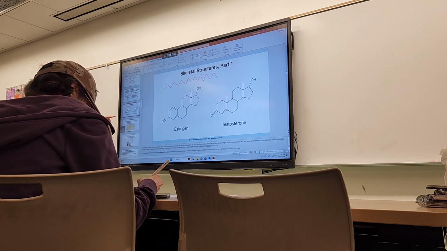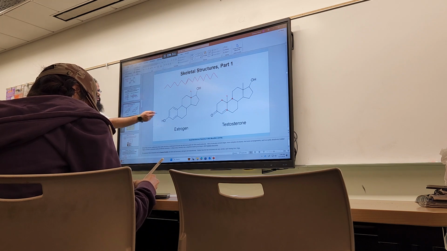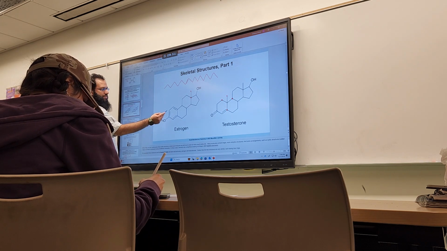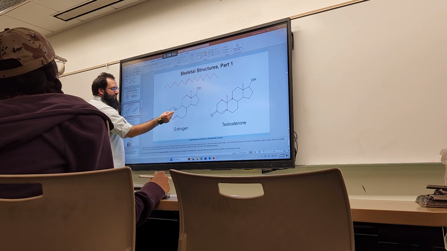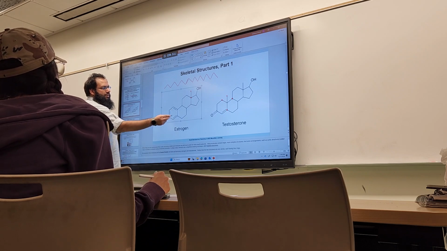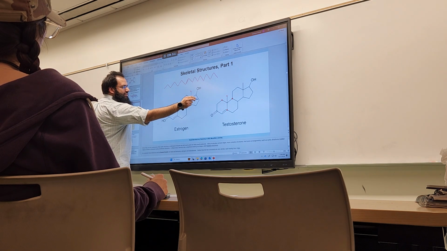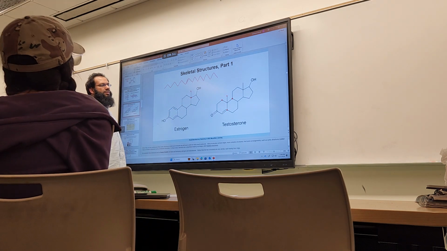Okay? Keep in mind, every single curve, every single vertex, as they call it, or endpoint, is a carbon. So for example, you have 1, 2, 3, 4, 5, 6 over here, 7, 8, 9, 10, 11, 12, 13, 14, 15, 16, 17, 18 carbons.